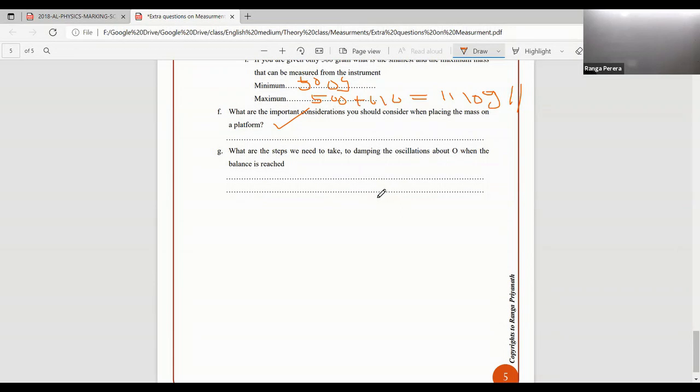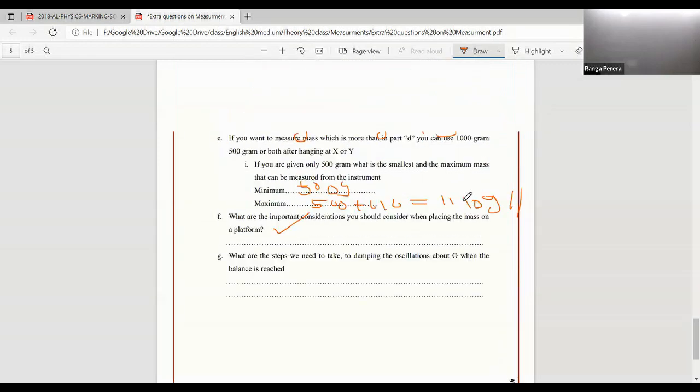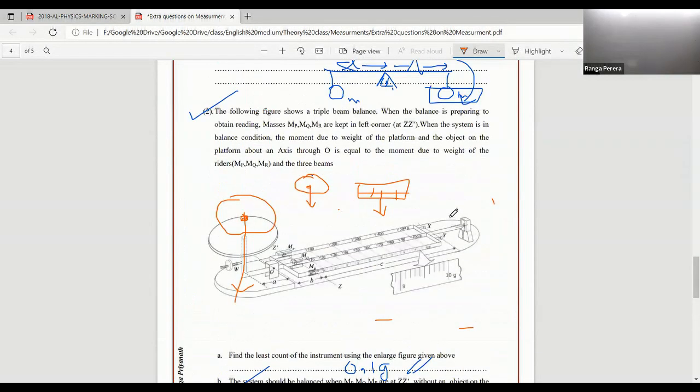This is actually not a past paper question, but some kind of structured question prepared for students who complete their entire syllabus. So if you are not familiar with some questions, don't worry. What are the steps we need to take to dampen the oscillation about O when balance is reached? When the balance is reached, there is some kind of oscillation at that point.